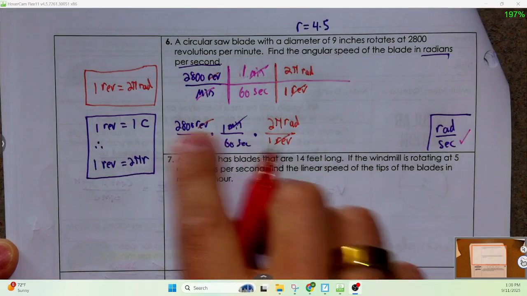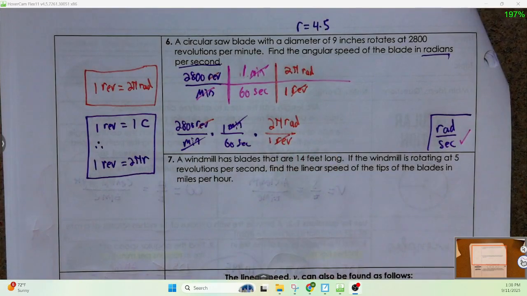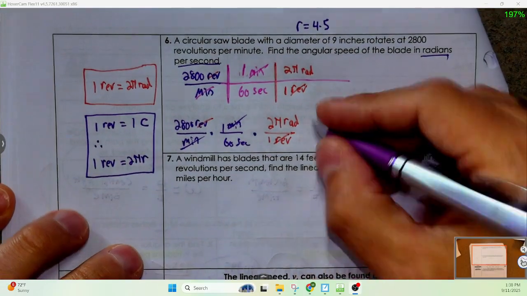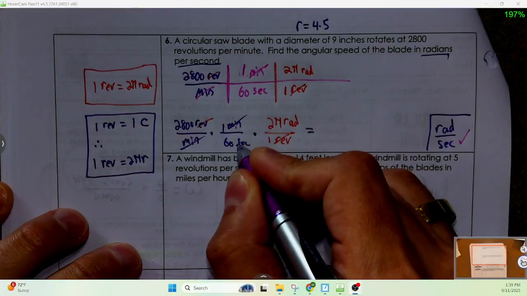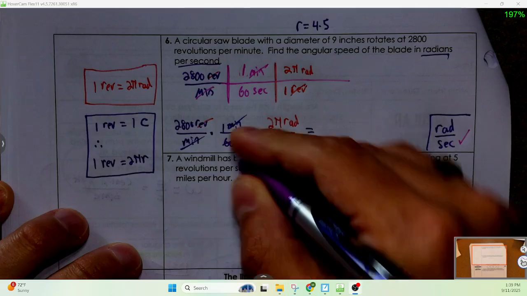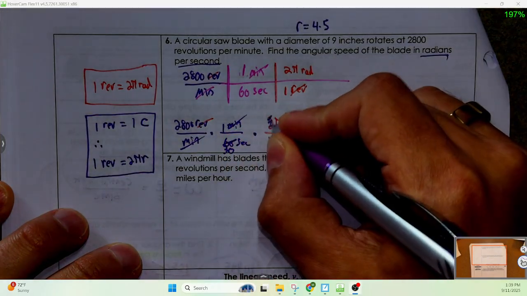So what's happening is we're multiplying the whole top and multiplying the whole bottom. We could try to reduce, or we could just go for it. Sometimes I like to see the 60 and the 2 and think, why don't I make that 30? Why don't I make that 30? And I make that gone.